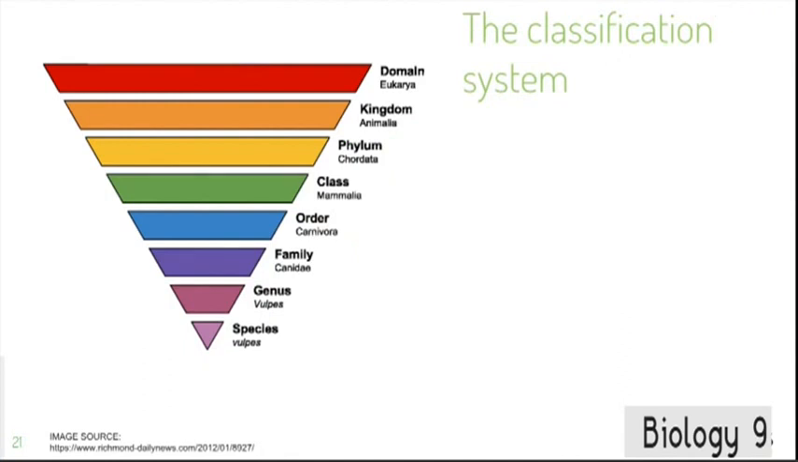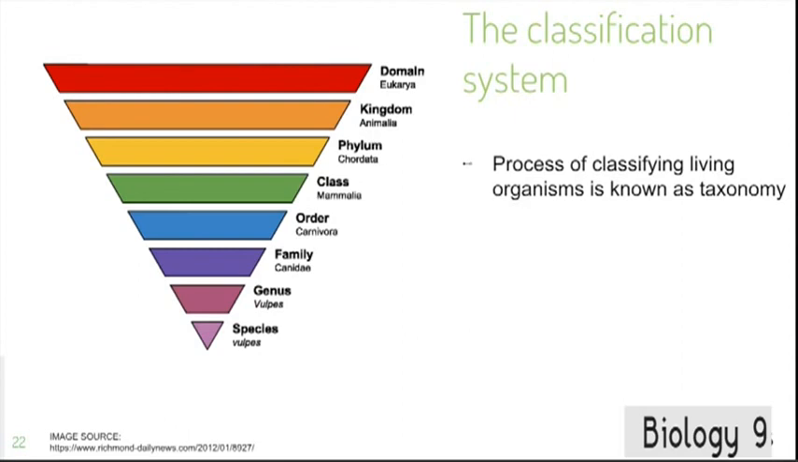The classification system, okay, so the process that scientists use to classify living organisms and put them into groups is called taxonomy. And the main categories that we use here are the kingdom, phylum, class, order, family, genus, and species. The species is the smallest unit of classification.